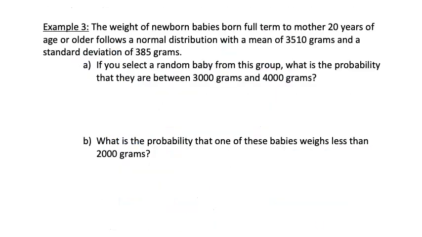Here's another real-world example. Let's say the weight of newborn babies born full term to a mother 20 years of age or older follows a normal distribution with a mean of 3,510 grams and a standard deviation of 385 grams. So if you randomly select a baby from this group, what's the probability that it's between 3,000 and 4,000? So right away you can tell it's probably not an exact number of standard deviations.